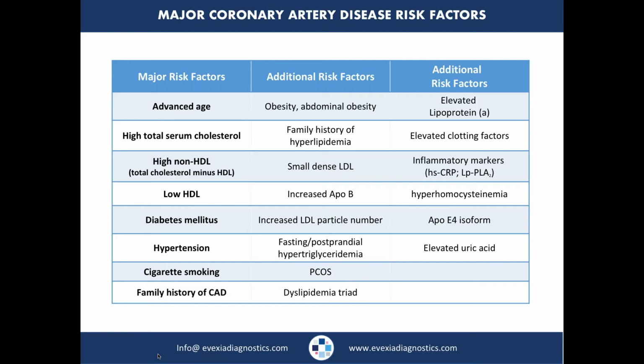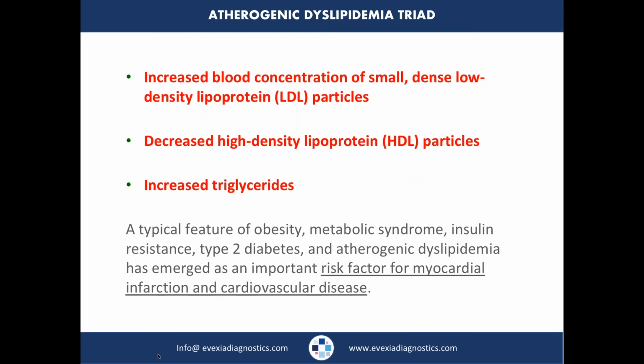syndrome, dyslipidemia triad. Other risk factors we're going to be looking at are elevated lipoprotein(a), and elevated clotting factors, in particular fibrinogen, which is also known as clotting factor I. We're going to be looking at inflammatory markers as they relate to cardiovascular disease, high-sensitivity C-reactive protein. Next to that is lipoprotein-associated phospholipase A2, hyperhomocysteinemia, and elevated uric acid. So we've got a lot to cover tonight, so hang in there, and I'm sure you're going to be pleasantly surprised as we work through this webinar tonight.